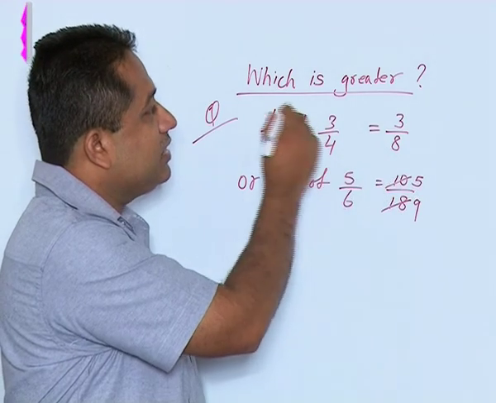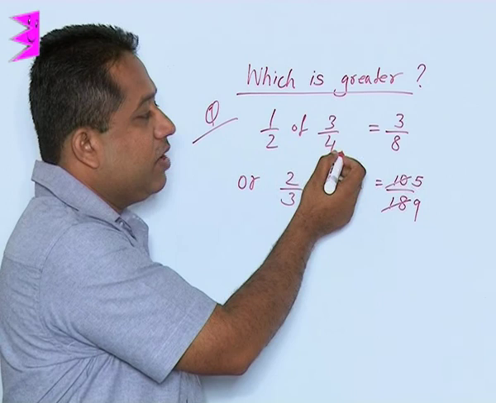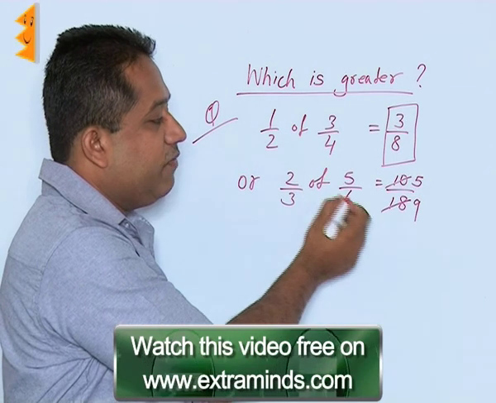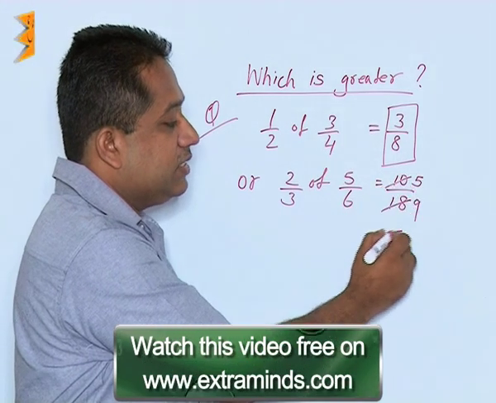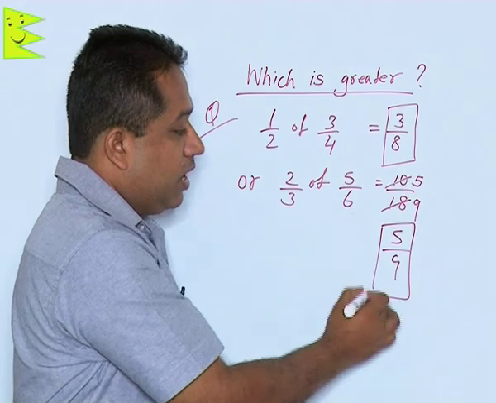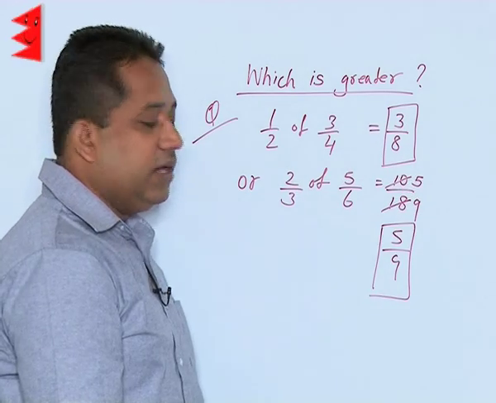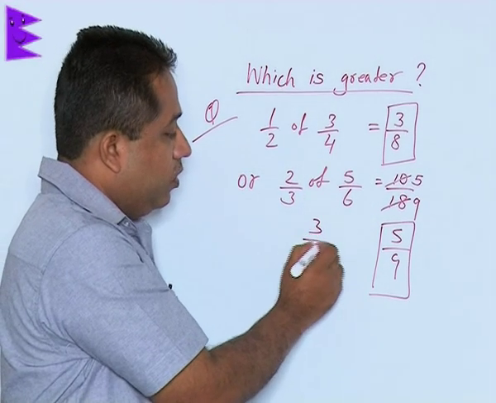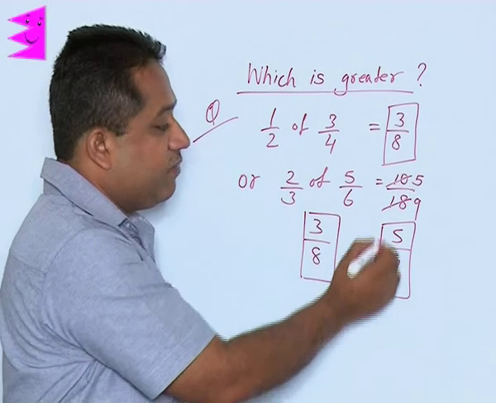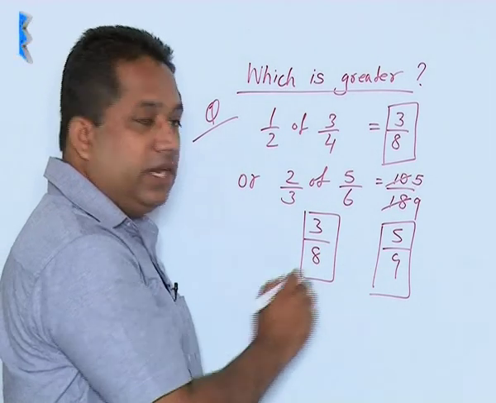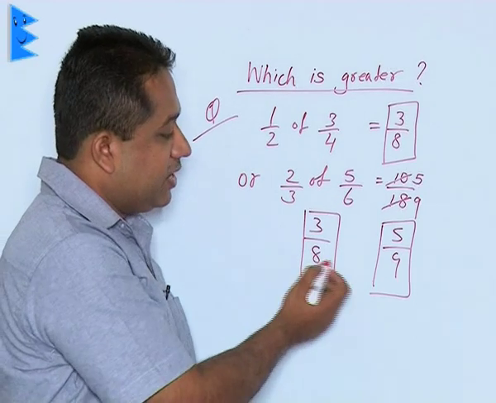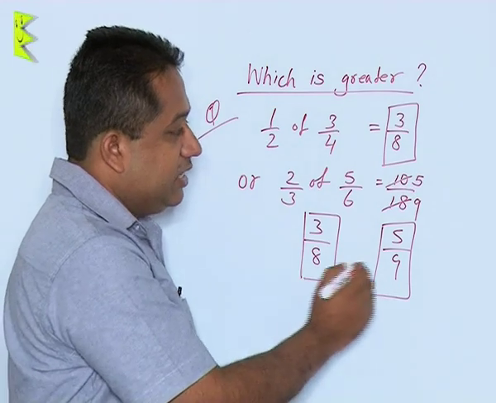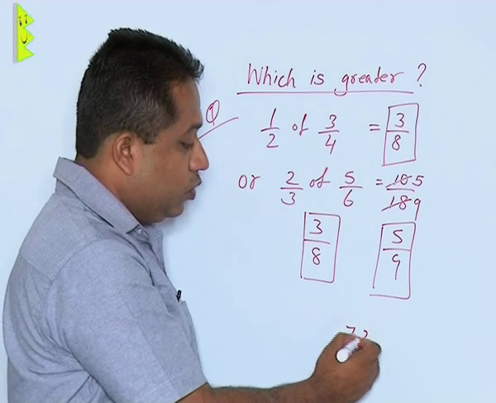So, now the question says which is greater, half of 3 by 4, we have found out that value as 3 by 8, or 2 by 3 of 5 by 6, that value we have found out as 5 by 9. Now, our task is to find out is 3 by 8 greater or 5 by 9 is greater. For that, we are going to look at these two fractions, 3 by 8 and 5 by 9. We look at the denominators of the two fractions. The denominators are 8 and 9 respectively. We are going to take the LCM of 8 and 9. LCM of 8 and 9 is 72.